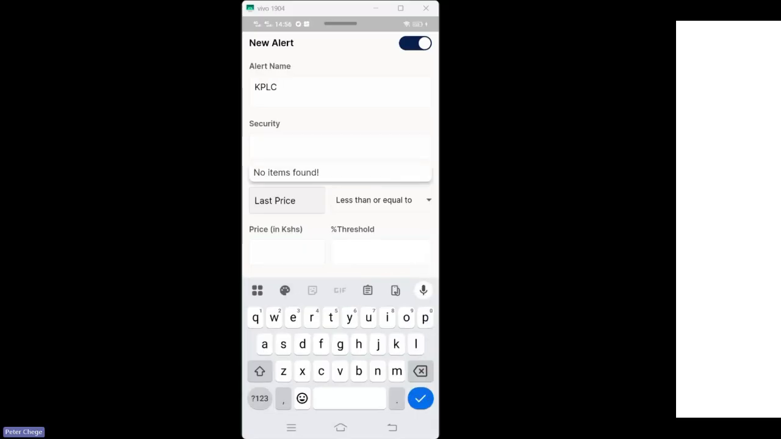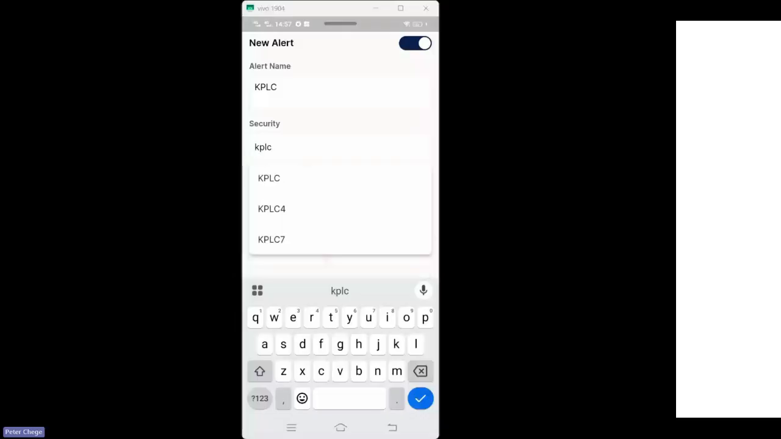Is that what price we saw? Let me just confirm the price. So it is KPLC. So you put the counter, KPLC. So I pick the first one. So I want the last price when it goes to, there is more supply than demand. And current price is, let me see, current price is 880.